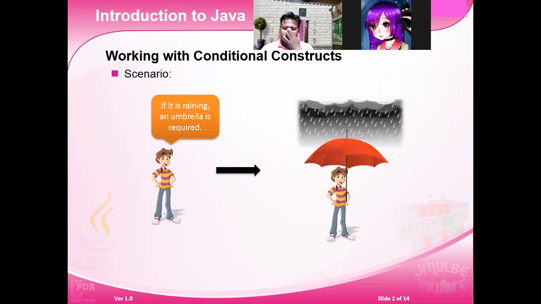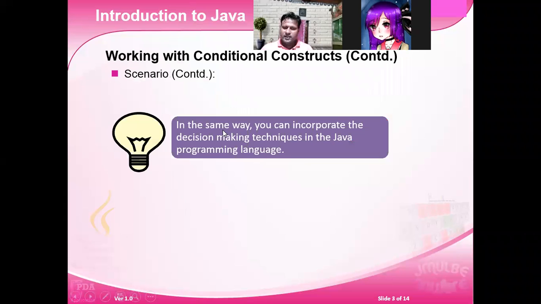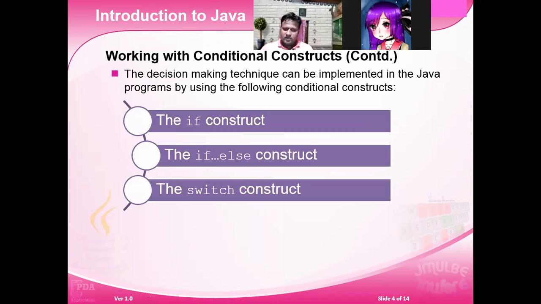Okay, now comes the conditional construct. If it is raining, an umbrella is required. In the same way, you can incorporate the decision-making technique in the Java programming language. One is the if construct, if else construct, and another is the switch construct.